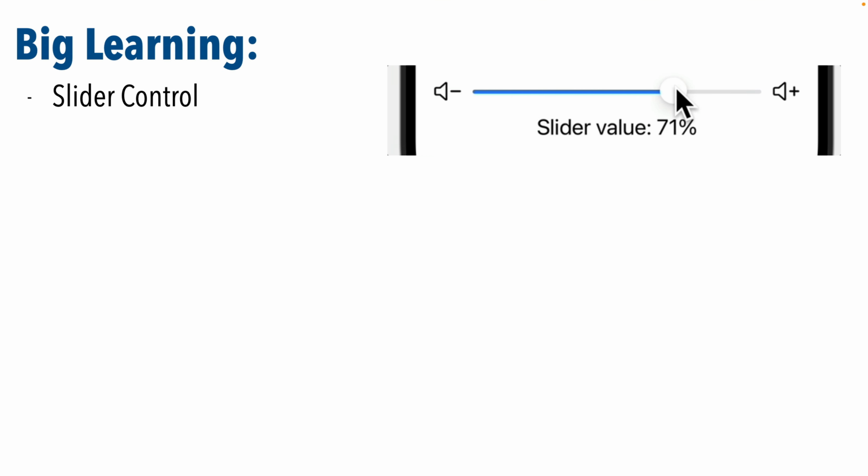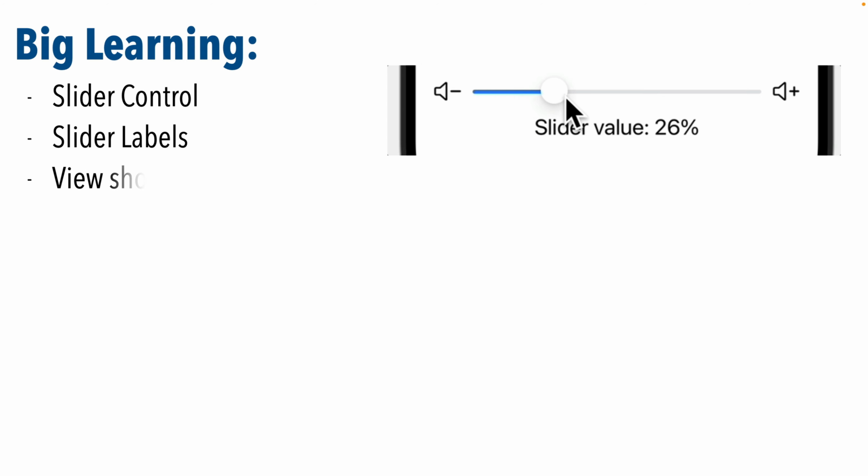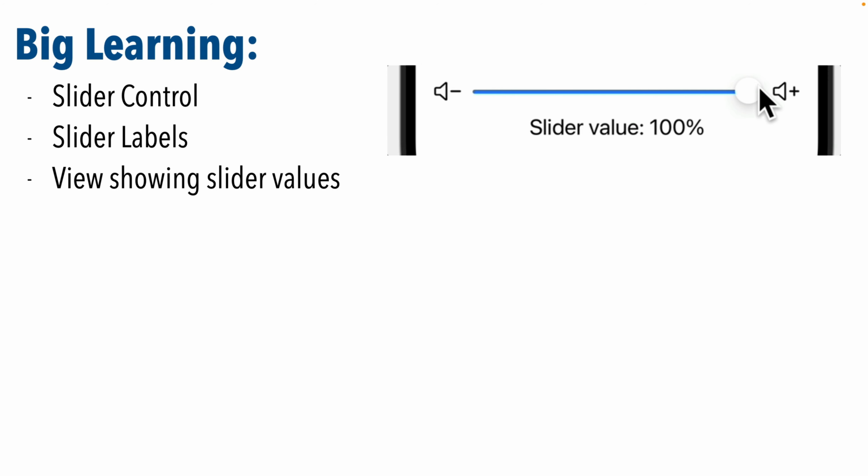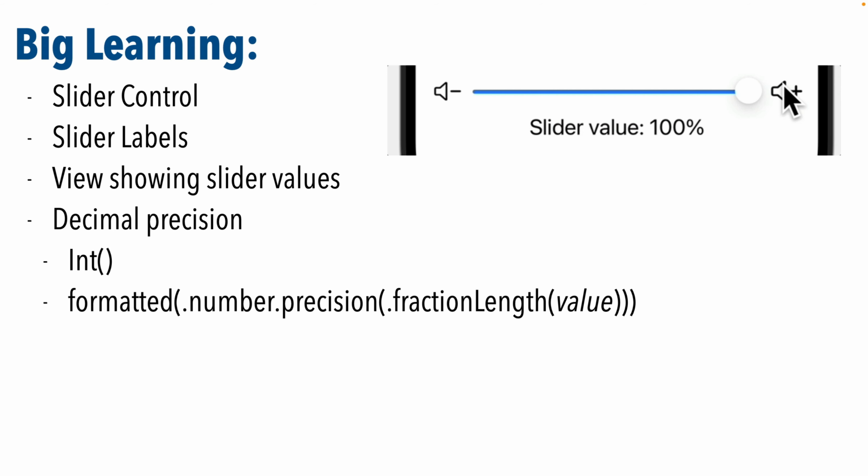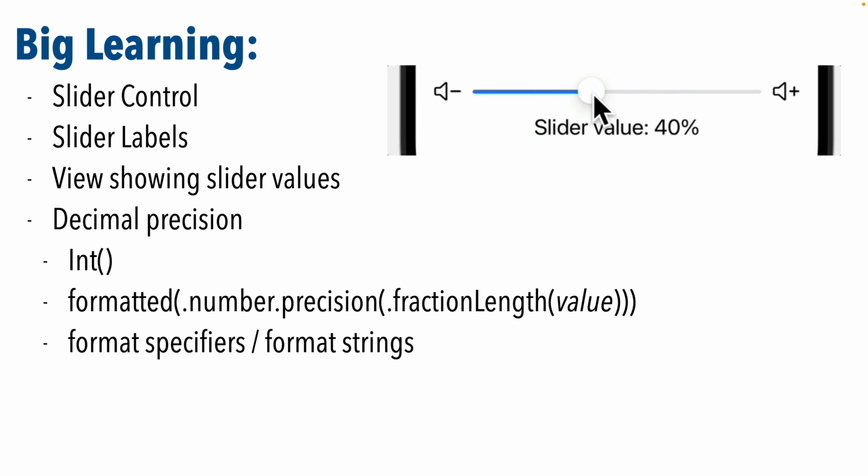We learned about the slider, we added slider labels, we added a view showing slider values, and we learned 3 techniques for removing or altering the number of decimals in floating point values, converting to an int, using formatted number precision fractional length, and using format specifiers, aka format strings.